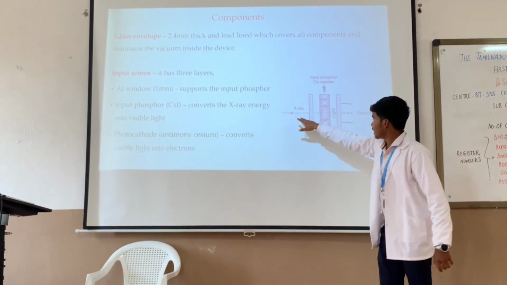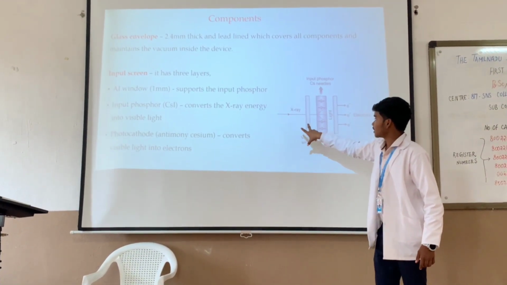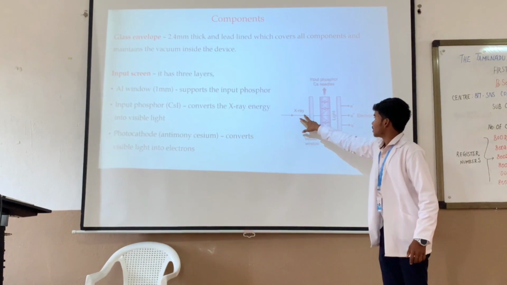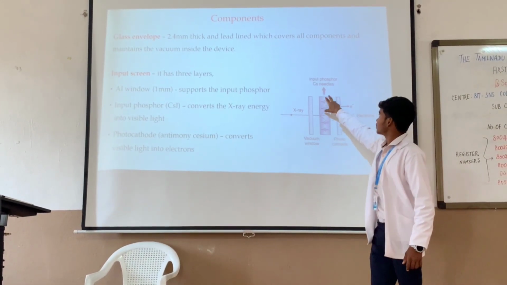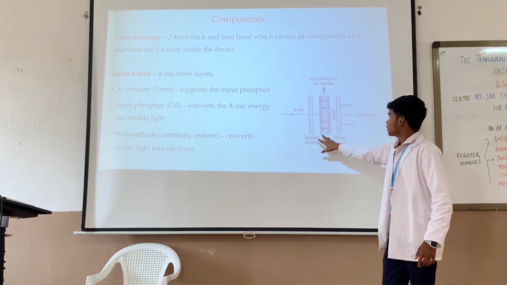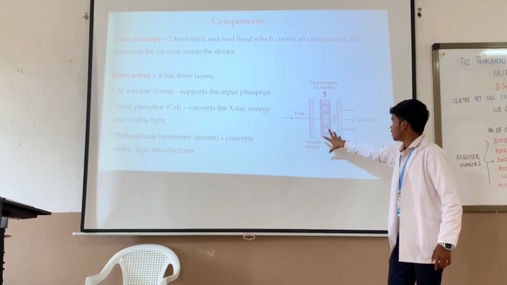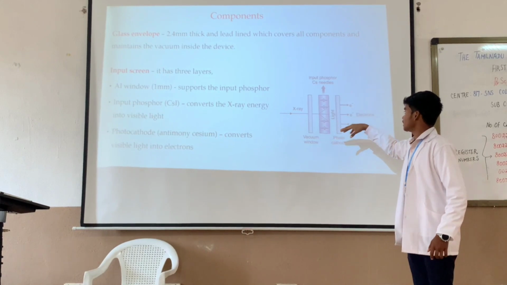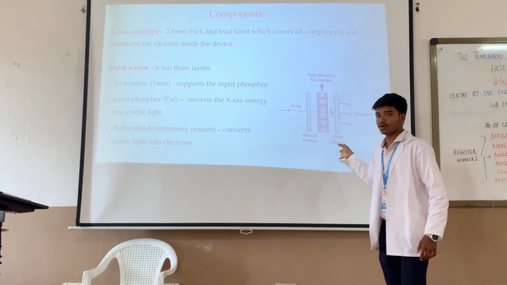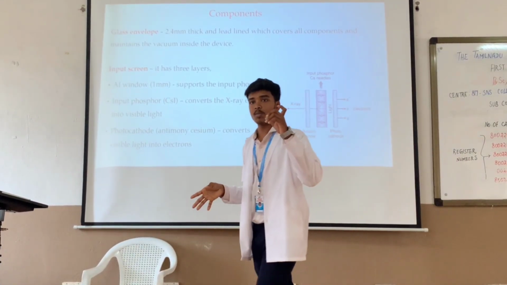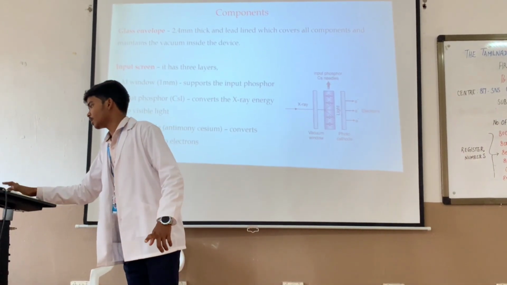So when the X-rays pass through the vacuum window, they reach the input phosphor. Then the X-rays are converted into light photons, visible light. Then the visible light is converted into electrons by the photocathode. These are the 3 components of the input screen.